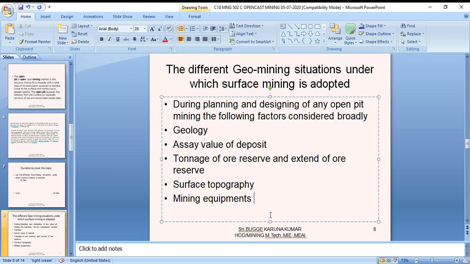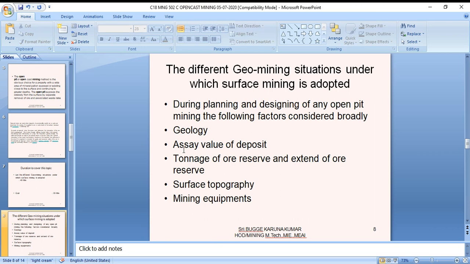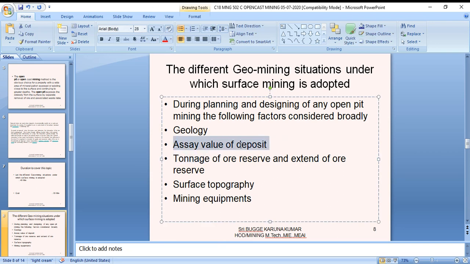So, coming to the next one, assay value and deposit. What is meant by the assay value? I already told you about it. Generally, the assay value of a deposit is given for a particular area, a particular part. You will give one value, and that shows the richness of the ore.